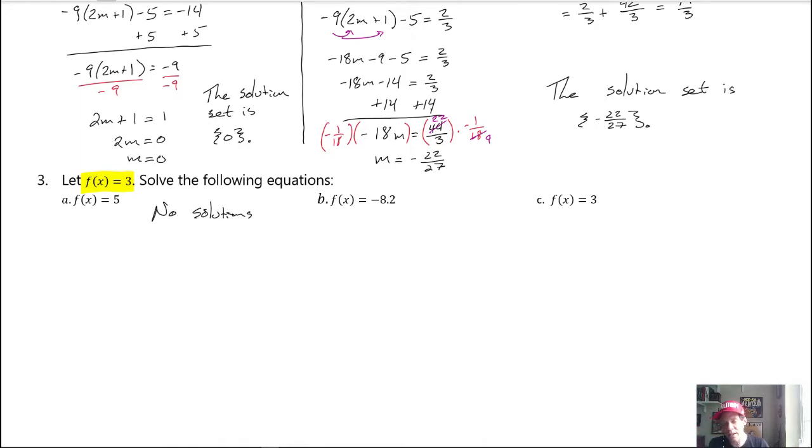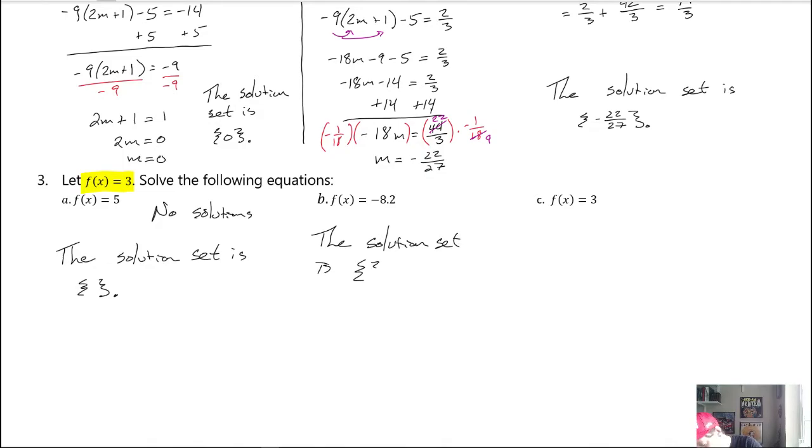Right? No input will get us to an output of 5 because every input gets us to an output of 3. So you write that the solution set is the set containing nothing because there are no solutions. Part B says f of x equals negative 8.2. Solve that equation. What x value that we input will get us an output of negative 8.2? Again, that can never happen. We can only output the value of 3 for the function f. So we again write the solution set is the empty set.